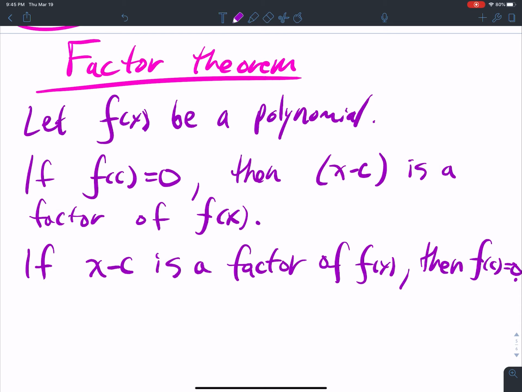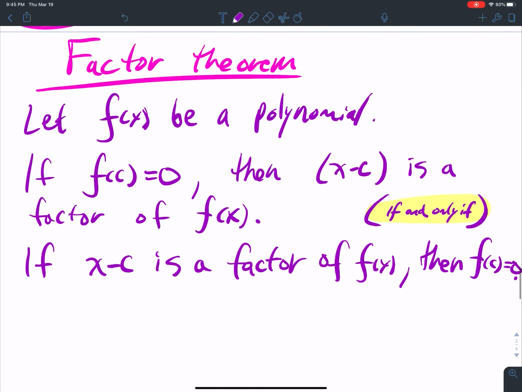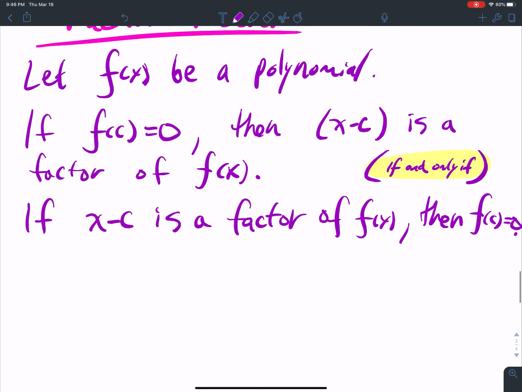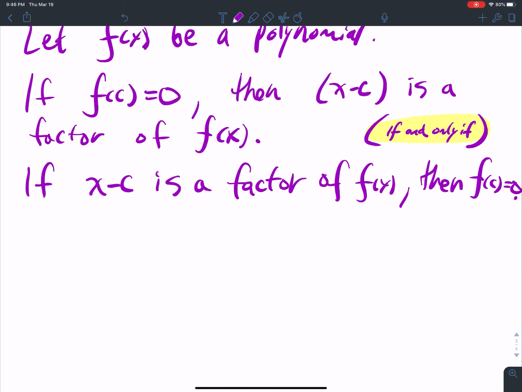Now, this is what I like to call in logic an if and only if conditional statement. What does that mean? If it works one way, it's got to work both ways. So if I know that f of c is 0, then x minus c must be necessarily and sufficiently a factor of f of x. Has to be.